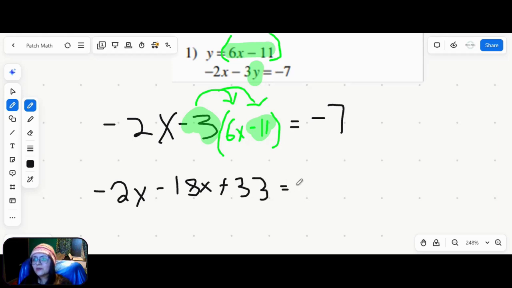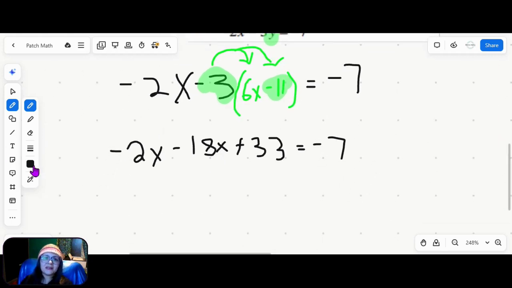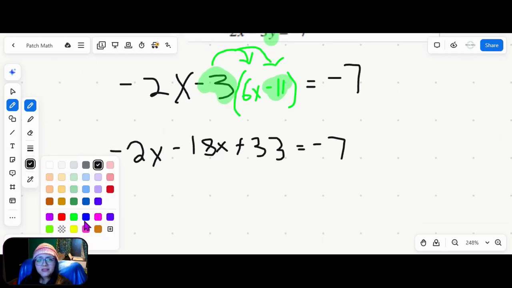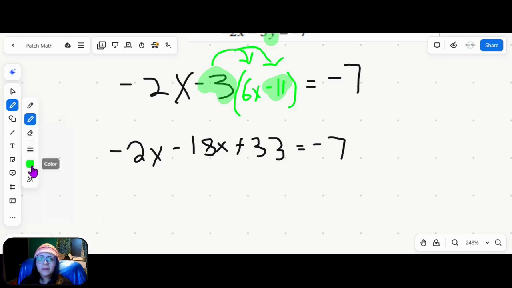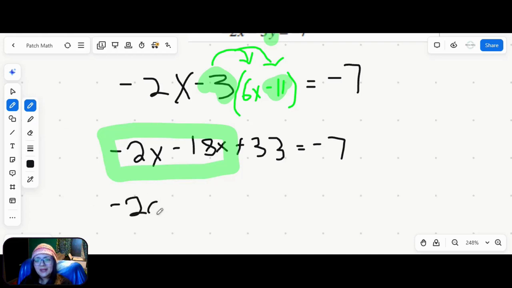We have a single equation in terms of x, so we can solve for that x. But notice our x is occurring in more than one spot. And so anytime an x occurs in more than one spot, we want to combine those like terms. All right. And that gives us negative 20x, because -2 minus 18 is -20, plus 33 equals -7.